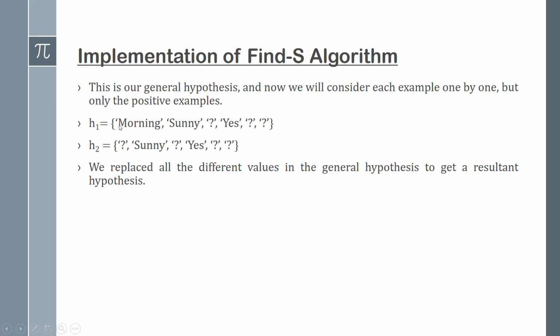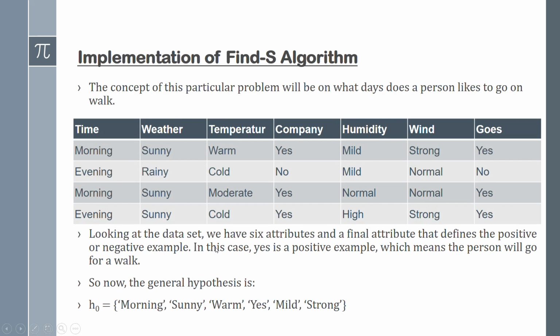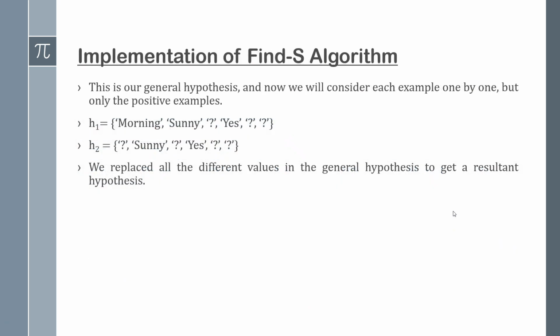We will compare the next example with this hypothesis. Now again morning is replaced with evening, hence it is replaced with a question mark. Sunny remains the same, so we do not replace it with anything. But here moderate is replaced with cold, hence we replace it with a question mark. Yes remains the same. Normal is replaced with high, hence we replace it with a question mark. Again normal is replaced with strong, hence we replace it again with a question mark. So here is the second hypothesis. We replaced all different values in the general hypothesis to get the resultant hypothesis.